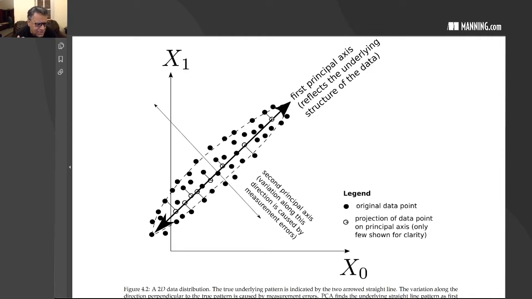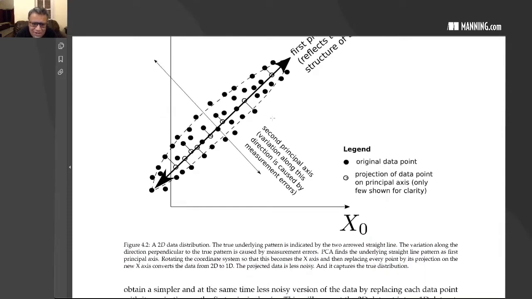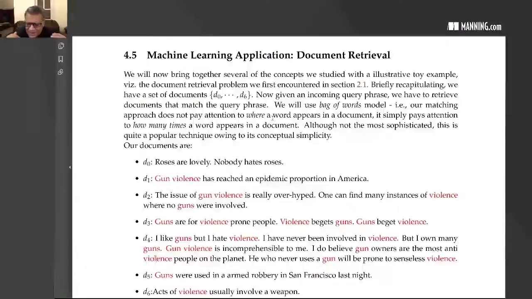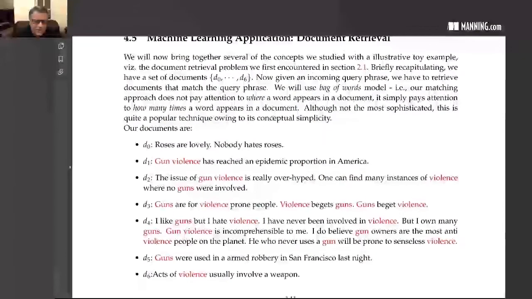Let's now try to look at a real life problem. Although we will look at a toy version of a real life problem, it is a real life problem nonetheless. That real life problem is document retrieval. Let's say we have a set of documents. In this little example, we have only 7 documents, D0 through D6, and each document is very small, a few words. However, this is still a valid example.